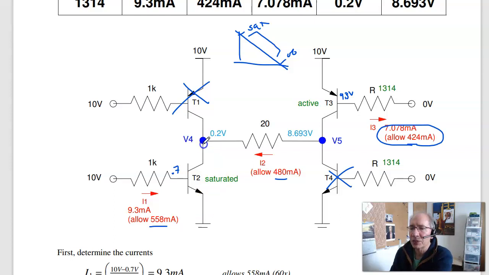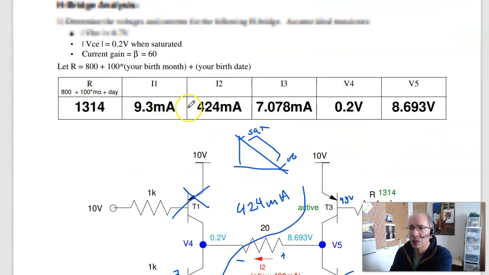When I saturate a transistor, the voltage is about 0.2. I can then back into V5. I know the current is 424 milliamps, so that's this current right here, 424 milliamps. From I times R, I know this voltage: 20 ohms times 424 milliamps plus 0.2 gives you 8.69 volts. So those should be the answers for the H-bridge.